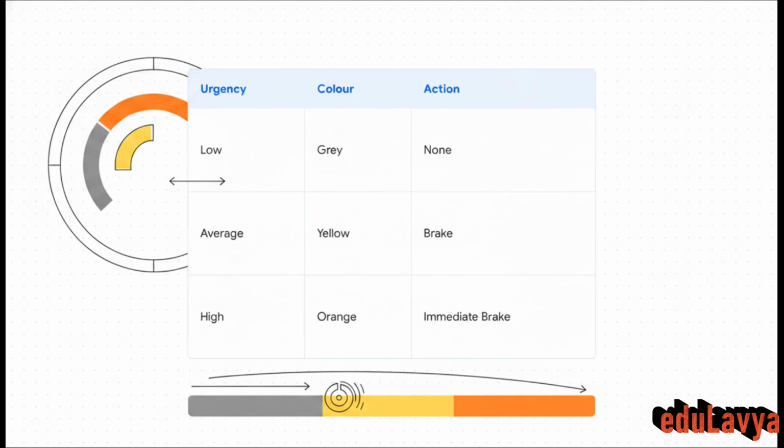When it shifts to yellow, urgency increases to average, and the driver needs to take appropriate action, like applying the brakes. But if that dial turns orange, that is a high priority urgency. Immediate corrective action, like heavy braking, is demanded right then and there before the automated systems we just talked about step in and do it for them.